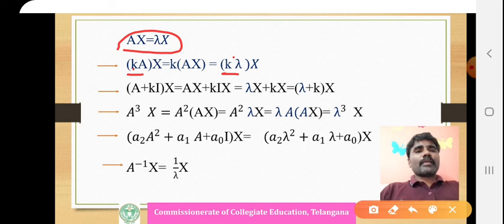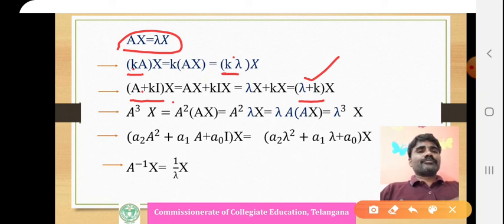In the same way, (A plus kI) into x, just as per the definition, A plus kI, that's why (A plus kI) into x will become (lambda plus k) into x. That's why lambda plus k is the eigenvalue of A plus kI.